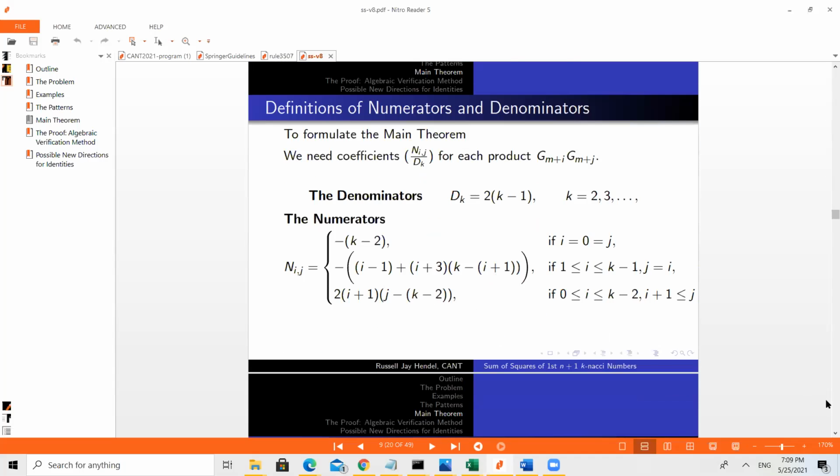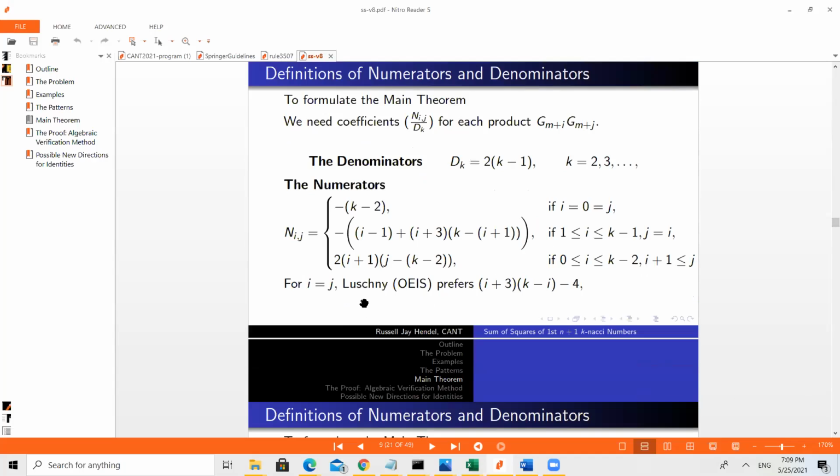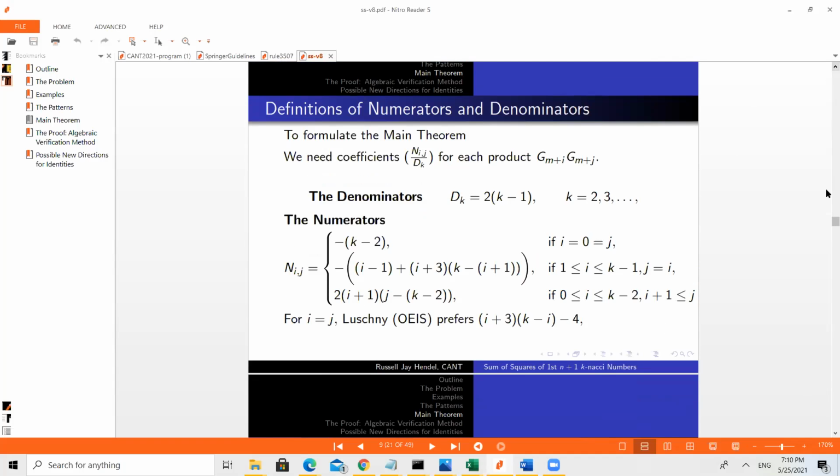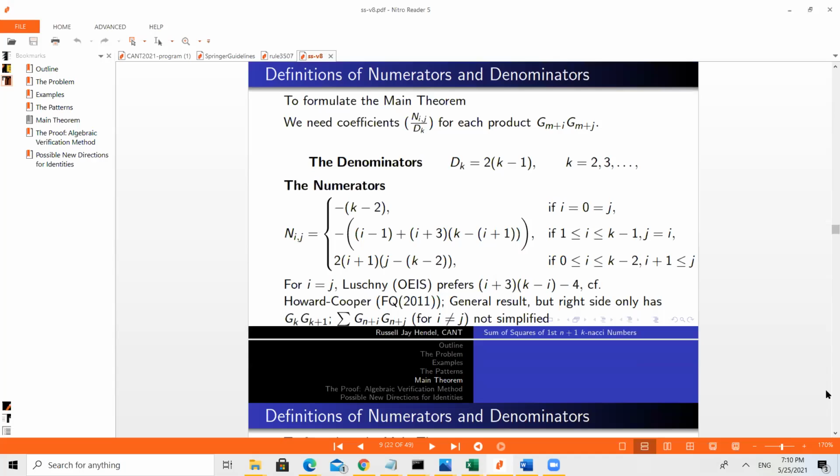And so Peter Luschny, instead of using this, likes (i plus 3) times (k minus i minus 4). And this is nice for seeing patterns in there. There are certain axes of symmetry. But the important thing is it's quadratic. It's quadratic in i.